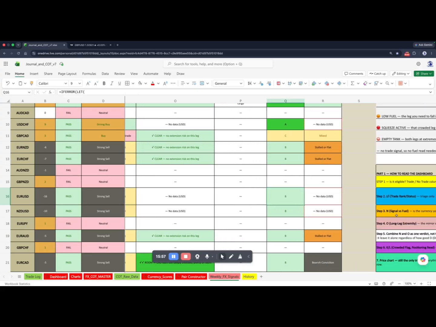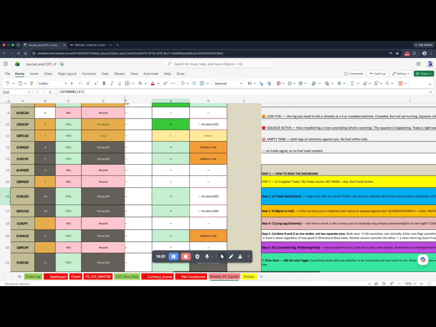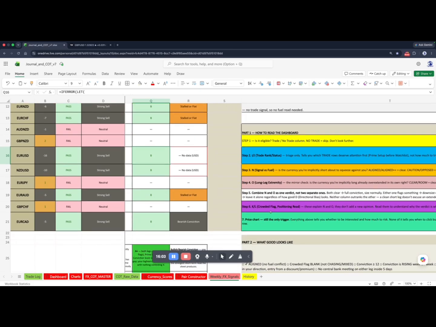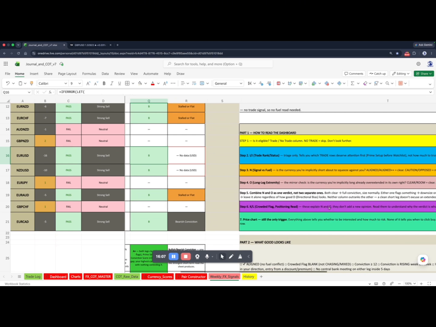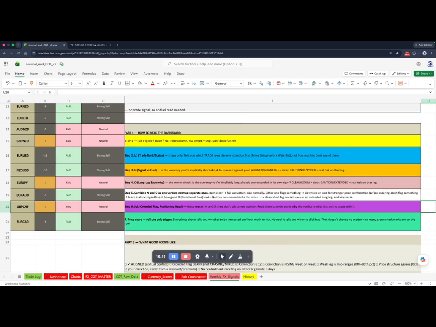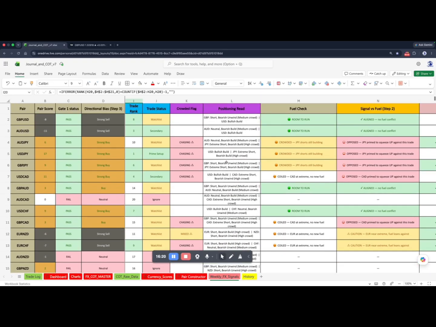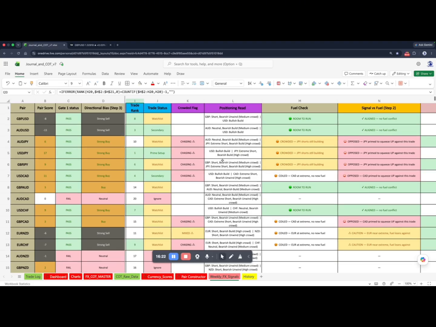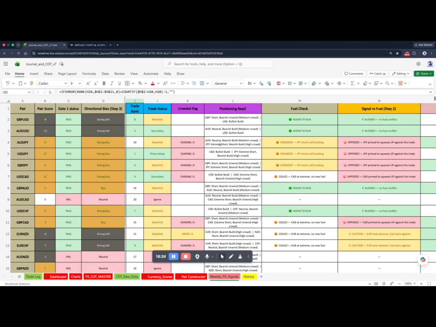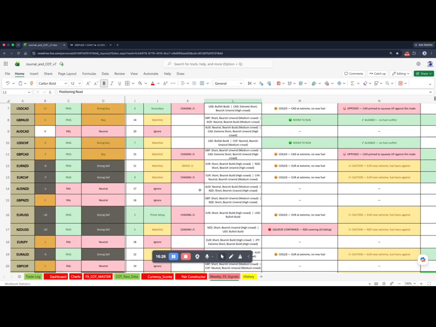And then for the last one here, we've got crowded flag. Positioning read. These explain N and O. They don't add a new position. Read them to understand why the verdict is what it is, not to argue with it. So now we need to go to K and L, the positioning. Okay. And that's these two here, the purple ones.